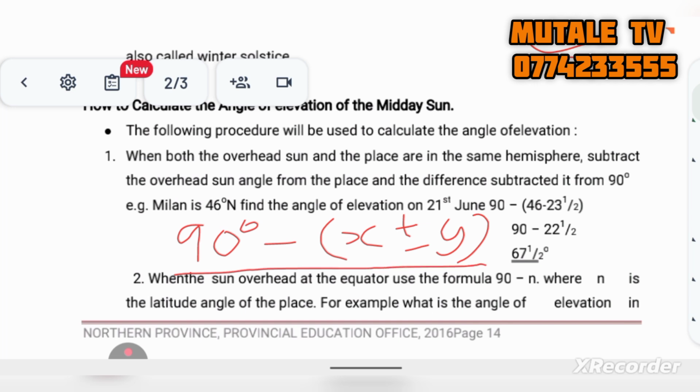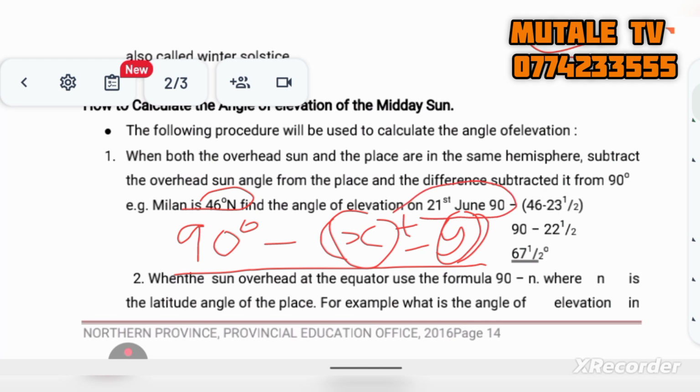Angle of elevation. Now the key thing you need to know is what our x is and what our y is. In this case, our x is always given in the question. The degree is given in the question. That is your x. Then your y is always the date given in the question.